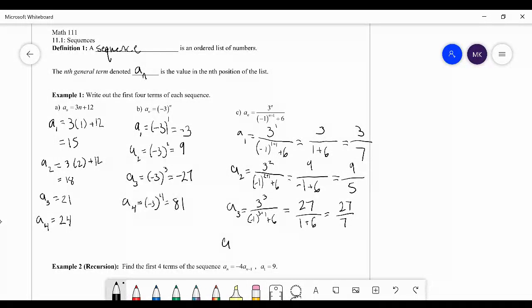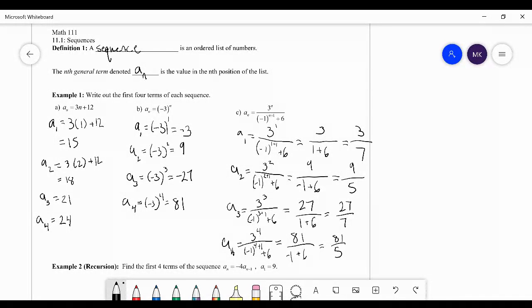And our last one, a sub 4, 3 to the fourth, over (-1) to the 4 plus 1, plus 6. 81. 4 plus 1 is 5. (-1) to the fifth is -1. We get 81/5.